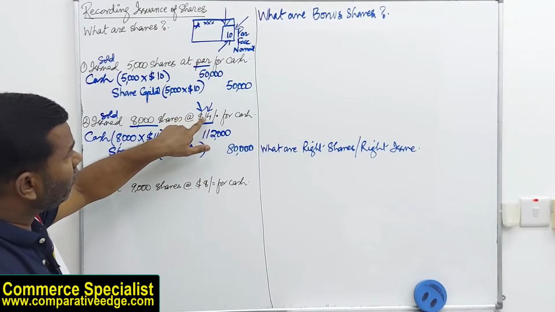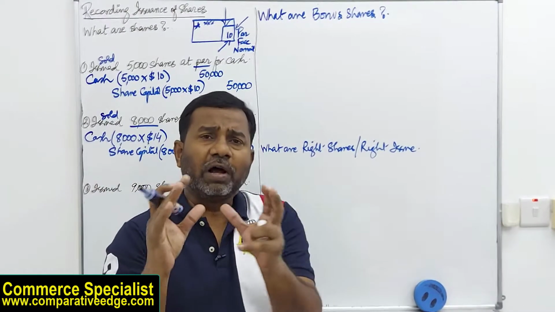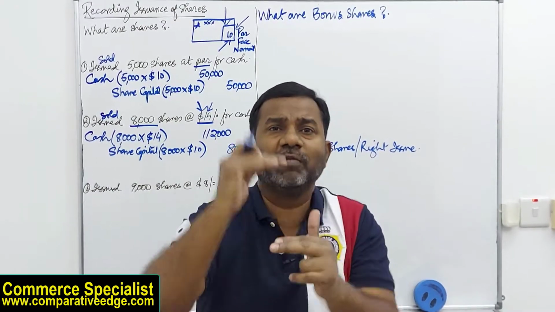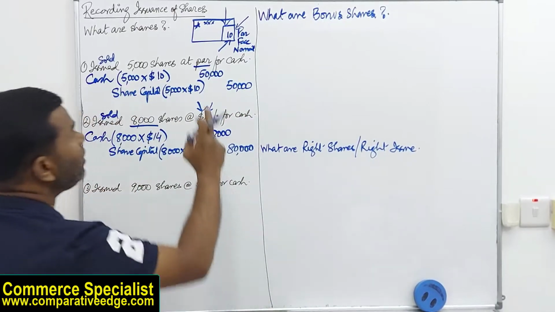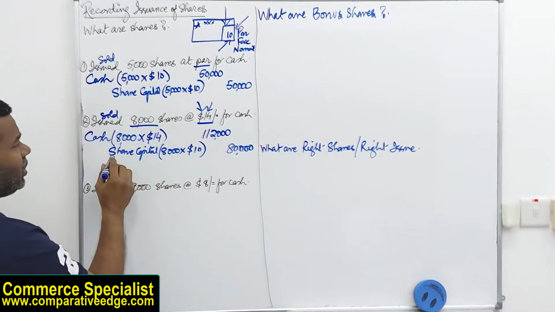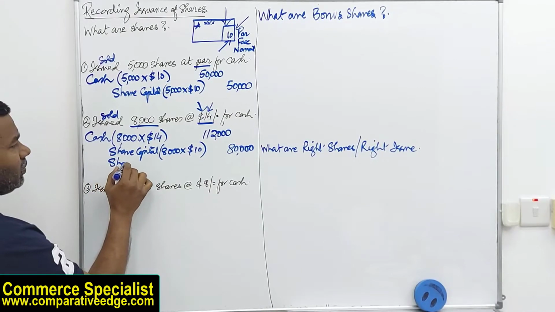It has been sold for 14. So par value was 10, it was sold for 14. How much did we get over and above the par value? A $10 share has been sold for 14. So the extra amount being charged is known as share premium.